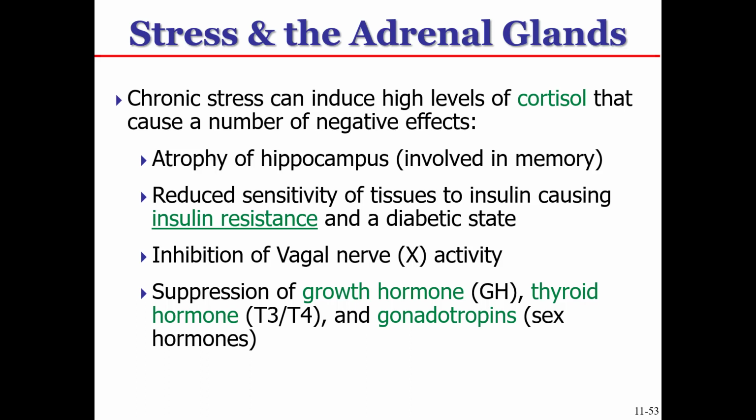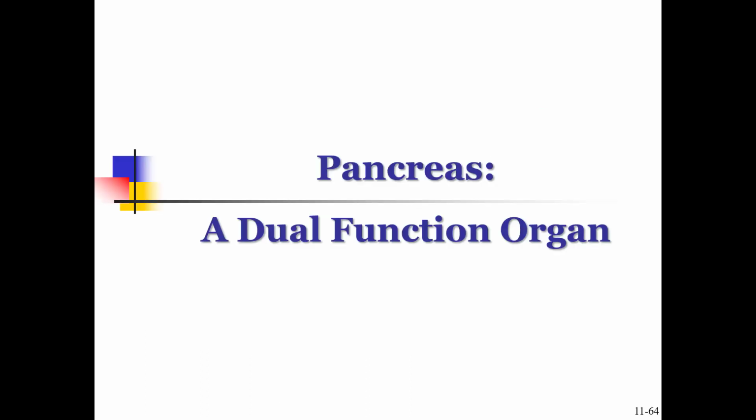It can also reduce the sensitivity of tissues to insulin, causing insulin resistance and a diabetic state where high blood sugars are circulating. It can also inhibit cranial nerve 10 and suppression of growth hormone, thyroid hormone, and gonadotropins, all of which we probably don't need. Okay, so if we switch to the pancreas now, again, another example of a dual functioning organ.